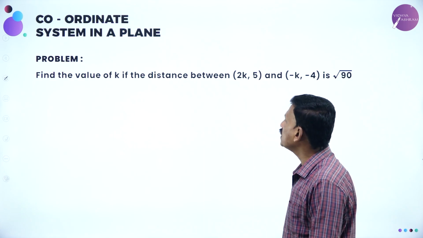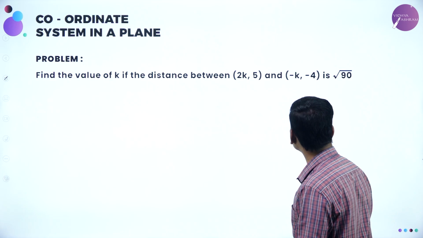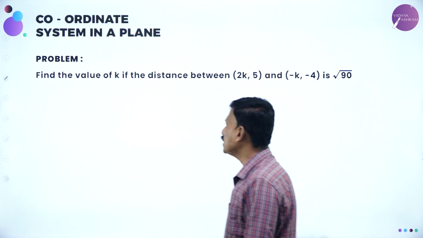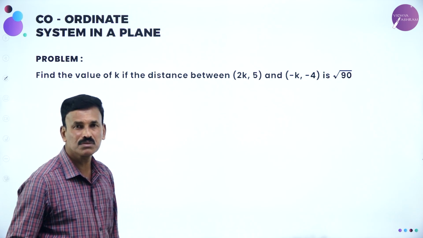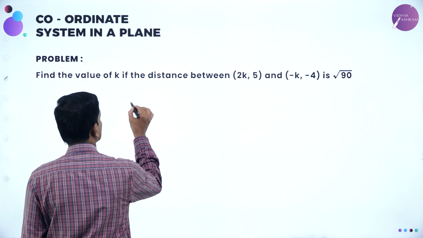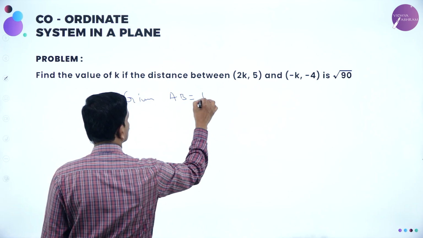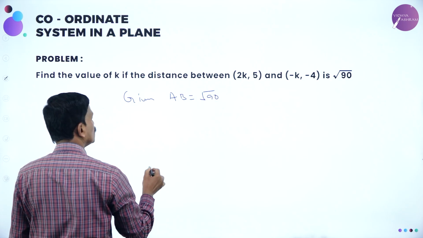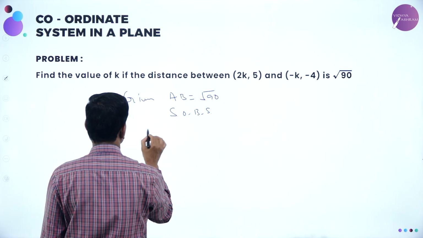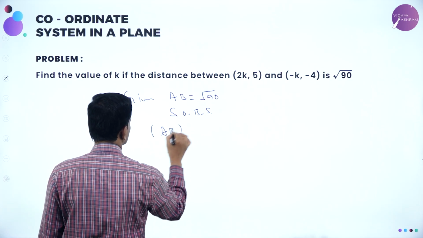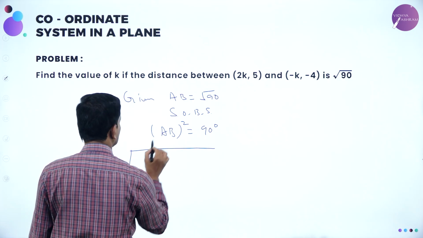Find the value of k if the distance between 2k comma 5 and minus k comma minus 4 is root 90. Now here the distance is given, one point has k, and so that is to be determined. Now what is given? Given that the distance AB is equal to root 90, right? Squaring on both sides. If you square on both sides, what you will get? AB square is equal to, square root gets cancelled, 90.